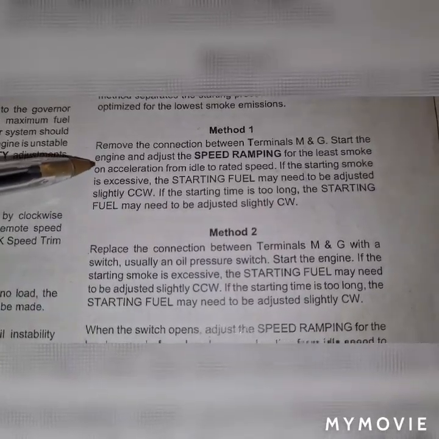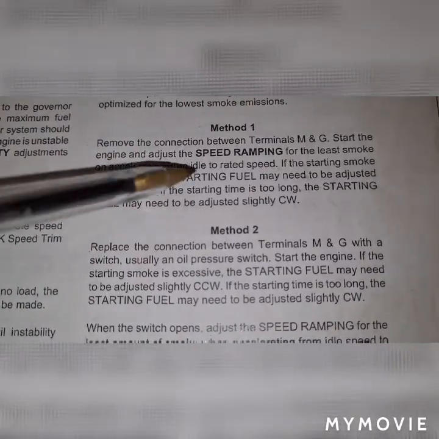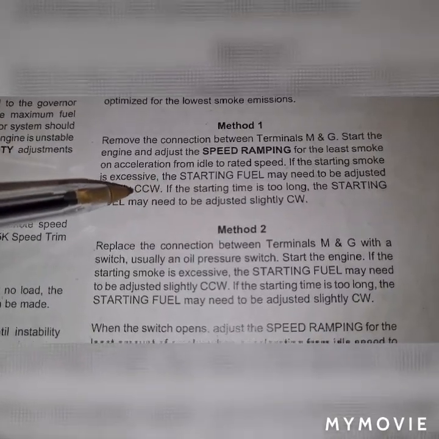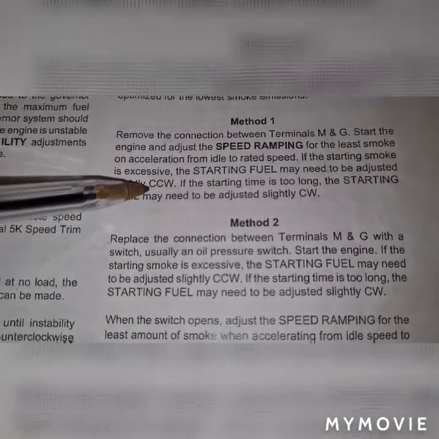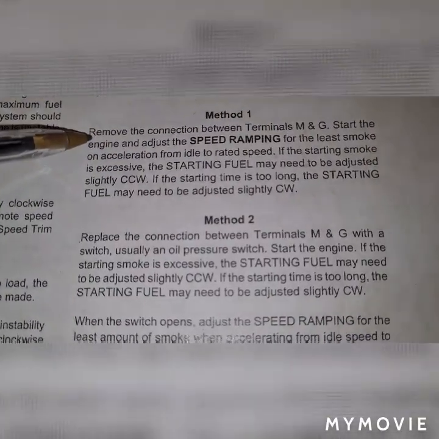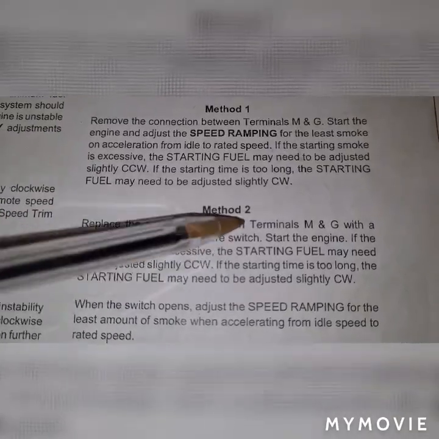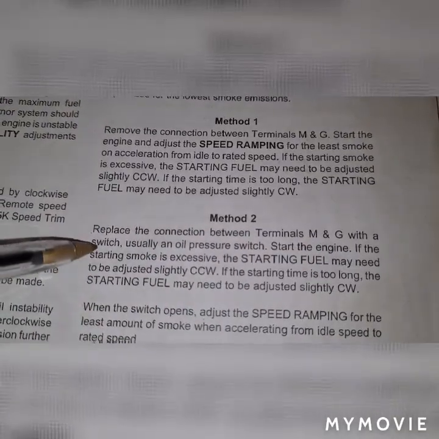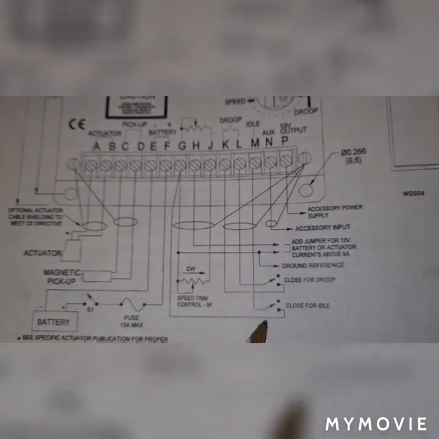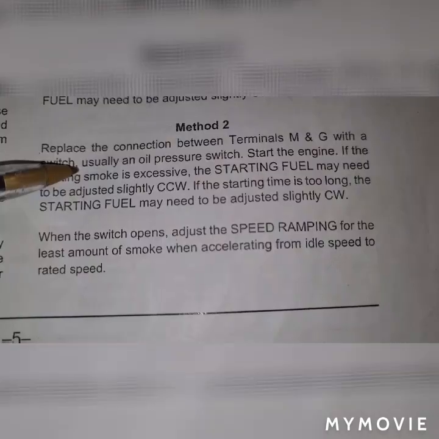And if you see that during starting time, while the starting fuel is rotated fully clockwise, just rotate it counterclockwise to reduce the smoke emission, provided the terminal M and G is removed or disconnected. That is method number 1. Method number 2, replace the connection between terminal M and G with a switch, meaning you have to put a switch on terminal M and G. Like this, as stated here, we have one switch from terminal M going to our G.